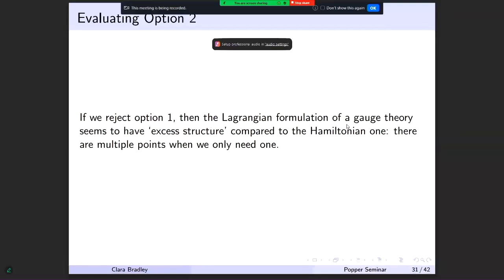So this takes us to option 2. If we think that there's this sort of over-description, then we should think that the Lagrangian formulation has a kind of excess structure compared to the Hamiltonian one. It says that there are these many points when really we only need one point to describe this physical situation.